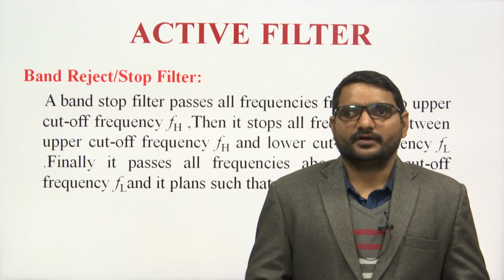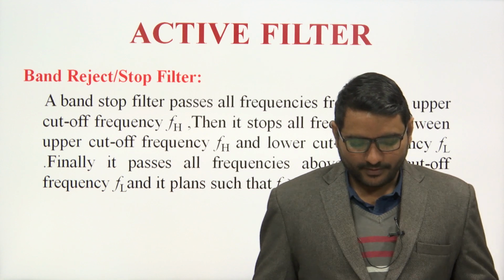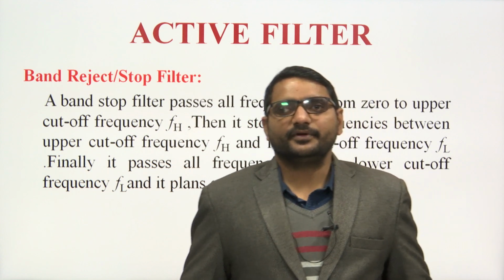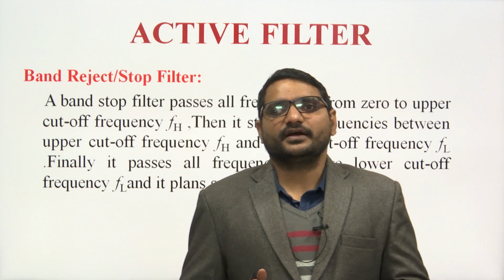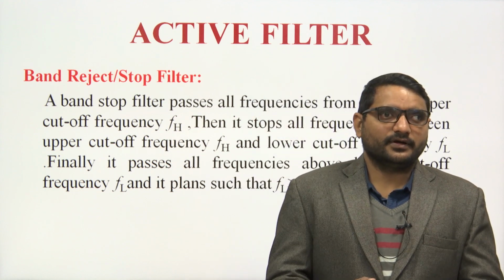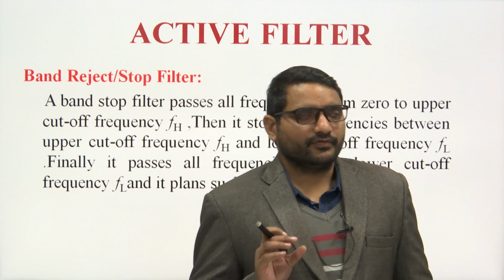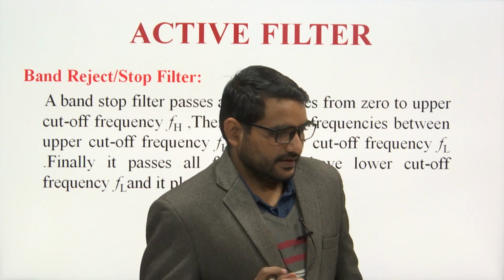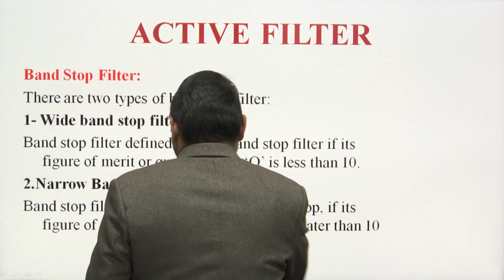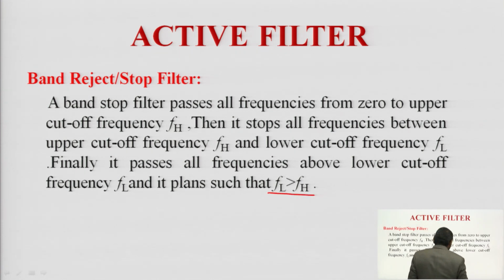A band reject or band stop filter passes all frequencies from 0 to the upper cutoff frequency f h, and then it stops all frequencies between the upper cutoff frequency and the lower cutoff frequency, and finally, it passes all frequencies above the lower cutoff frequency. For design, we put one condition where f h is less than f l, f l is greater than f h. Okay, this is the condition.